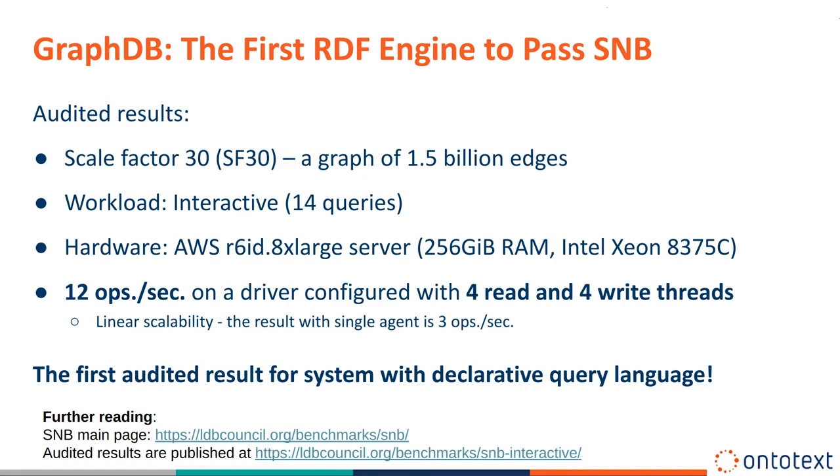Yeah, to wrap up our experience with the social network benchmark, we proved it's a doable thing for an RDF engine with scale factor 30, which is 1.55 billion edges. We intentionally ran all these benchmarks and got them audited on standard Amazon AWS instances, in this case R6ID 8X large, which is a relatively big machine, but nothing stunning.